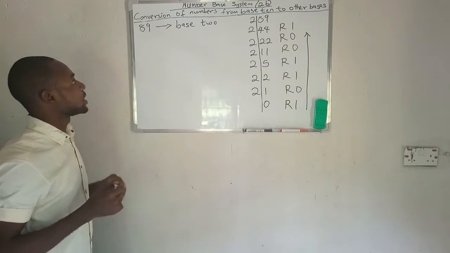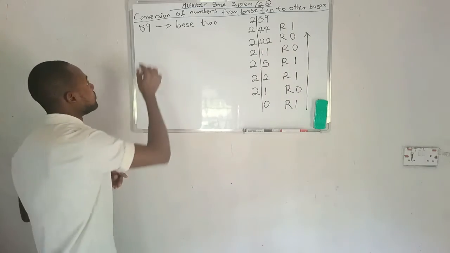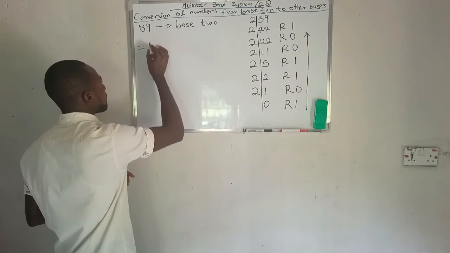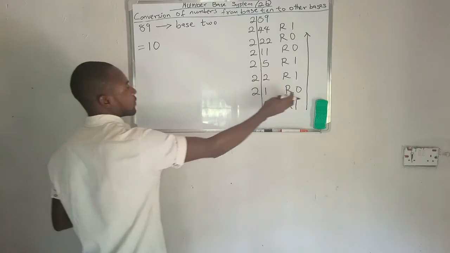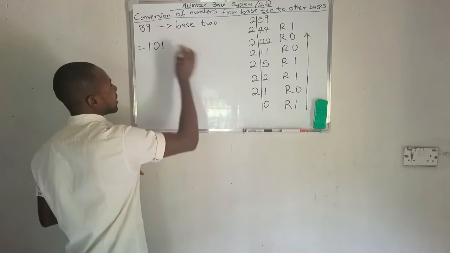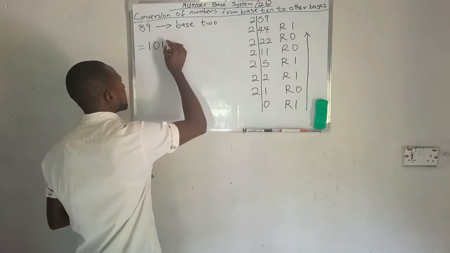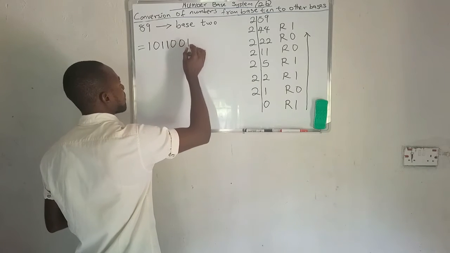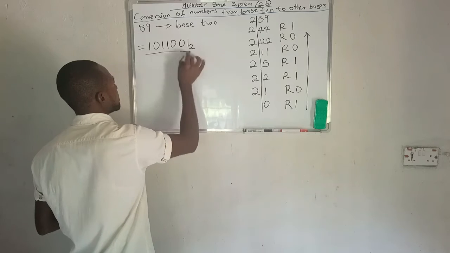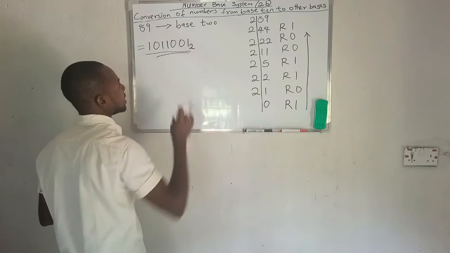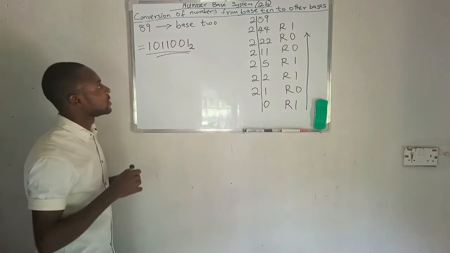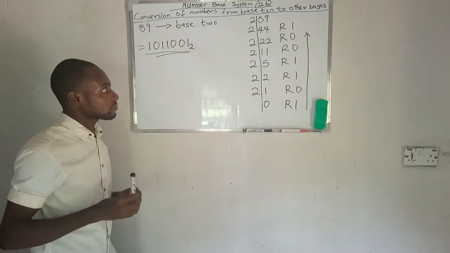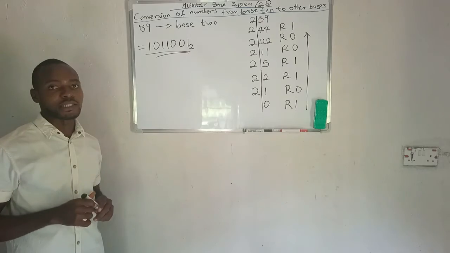So our result, 89 to base 2, will be equal to: we'll pick the numbers. We have 1, 0 from here, and we have 1 from here. I'll have another 1, 0, 0, and 1, and this is base 2. So we'll leave an indication like this to say that this number is in base 2. So we are going to be converting another number.